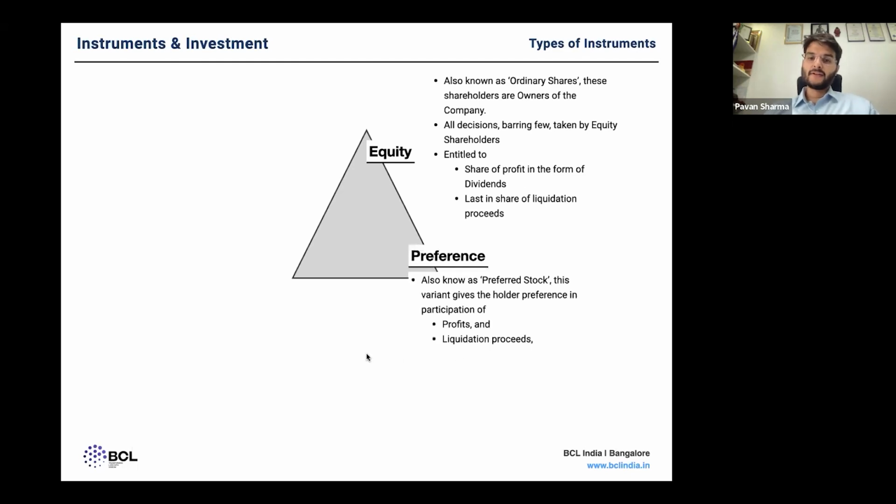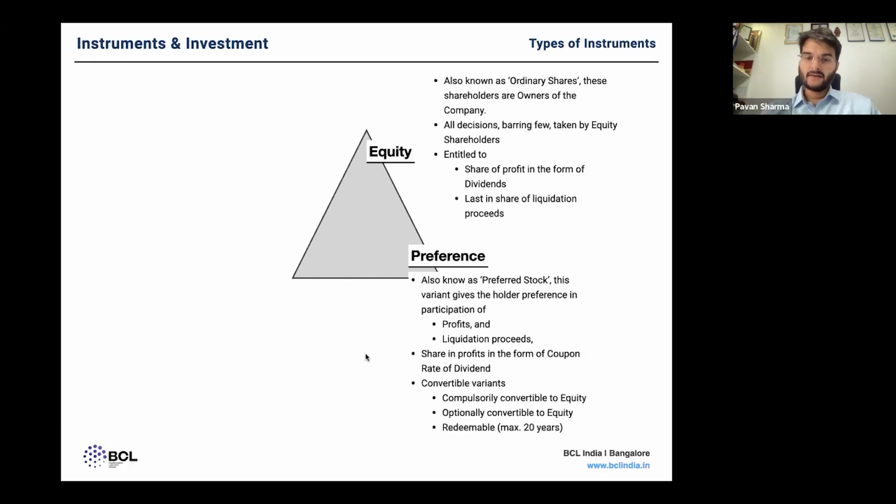On the other hand, preference shares are also called preferred stocks. The reason they are called preference shares is because they have preferential rights over equity shares to receive profits or liquidation proceeds. So they are first in line, equity shareholders come next. For preference shareholders, the dividend can be defined by way of a coupon rate, similar to a fixed deposit for that matter, right? You can have a 6% or a 7% preference share, and this is the rate of dividend that they would receive.